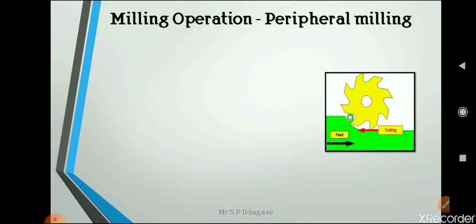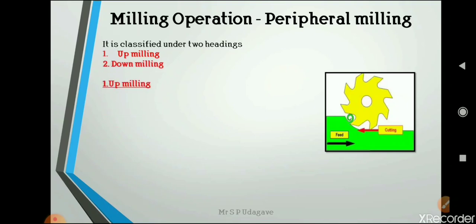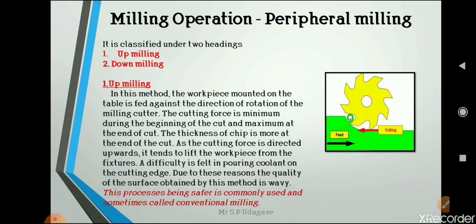Next is the milling operation, the peripheral milling operation. It is classified into two types: up milling and down milling. First we go through the up milling process. The figure shows the up milling process. In this method, the workpiece mounted on the table is fed against the direction of rotation. The feed and the direction of the cutter are opposite in direction, and the cutting force is minimum at the beginning of the cut and maximum at the end of the cut. The thickness of the chip is more at the end of the cut.